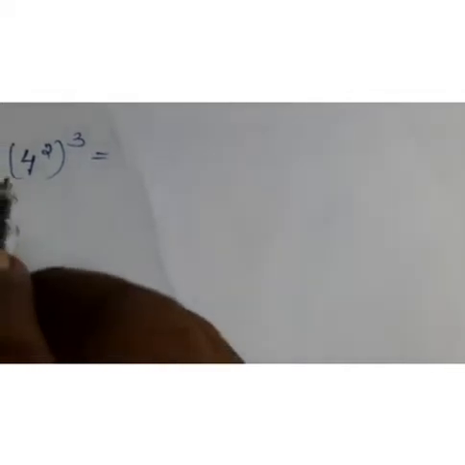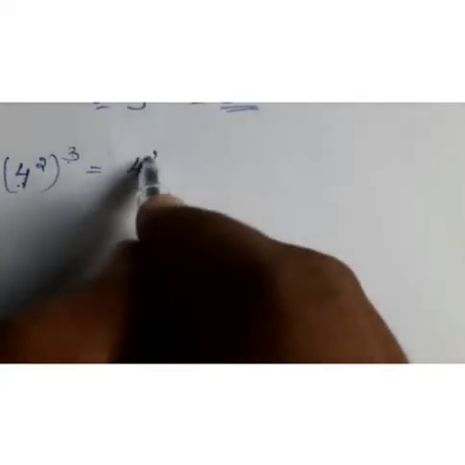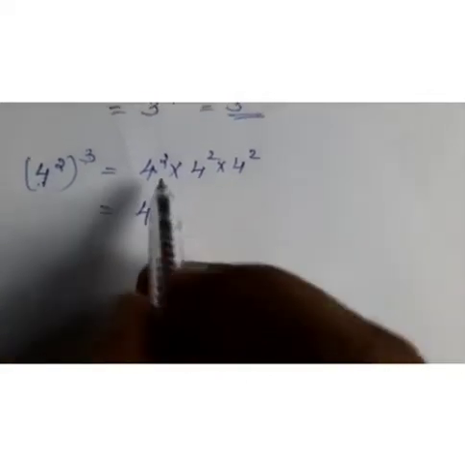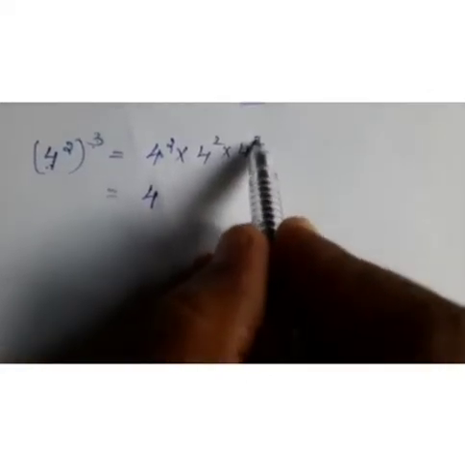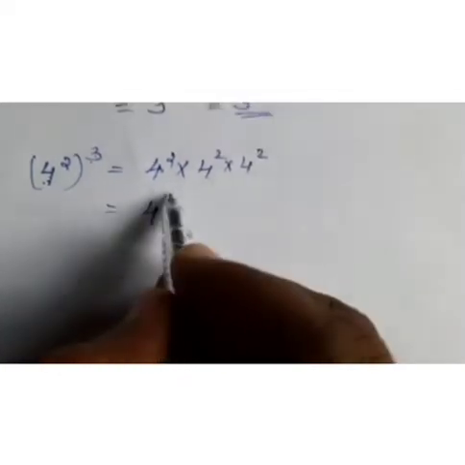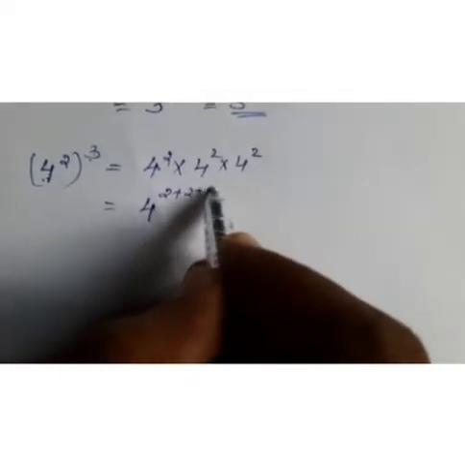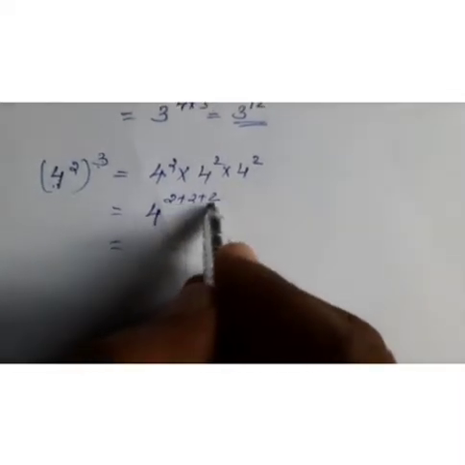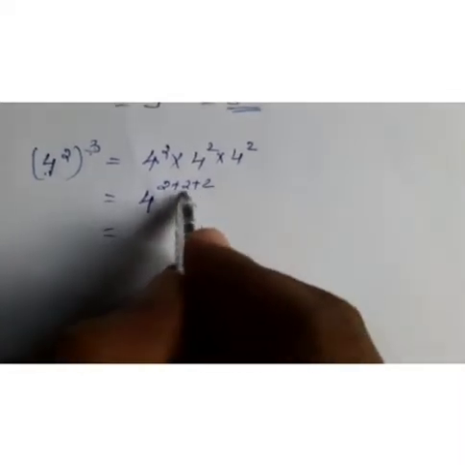Next one, 4 raised to 2 raised to 3. How will you write this? 4 raised to 2 multiplied how many times? 3 times. 4 raised to 2 into 4 raised to 2 into 4 raised to 2. So it is 4 raised to, the power should be added. That is a multiplication rule. 2 plus 2 plus 2. How much? 2 should be multiplied 3 times, or 2 should be added 3 times.